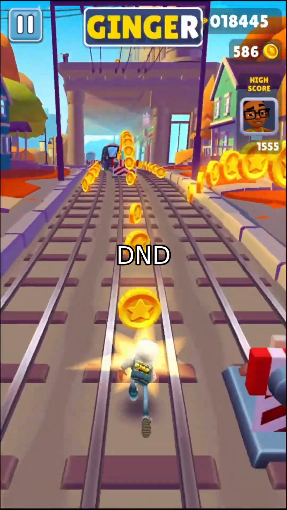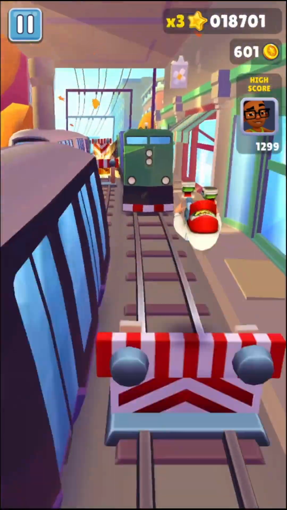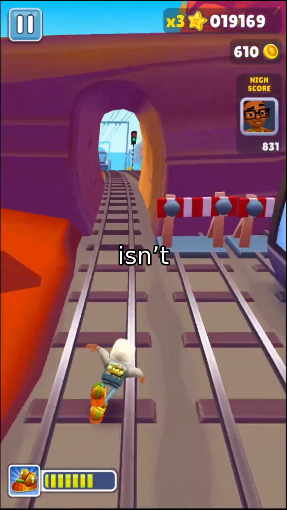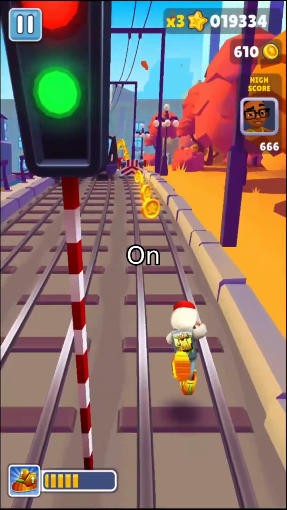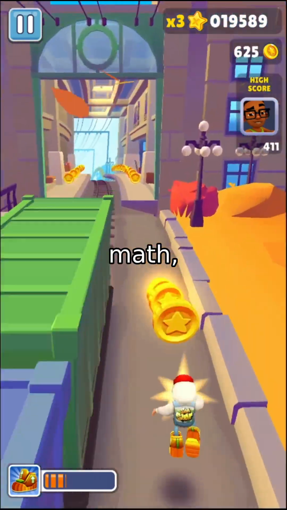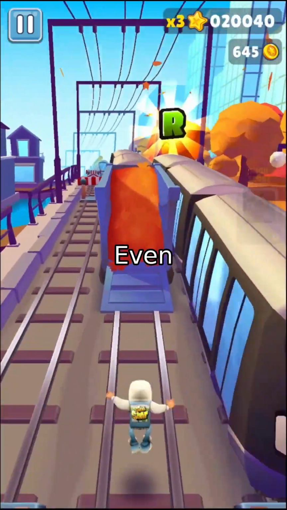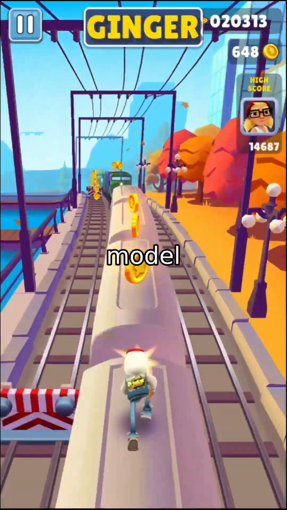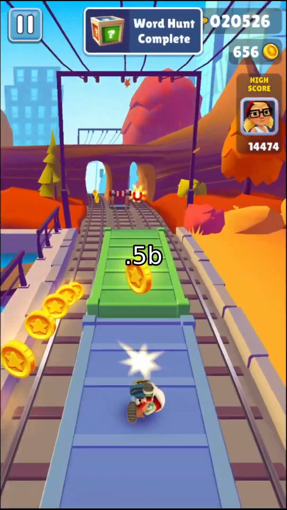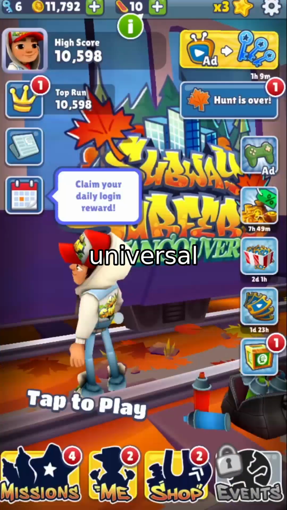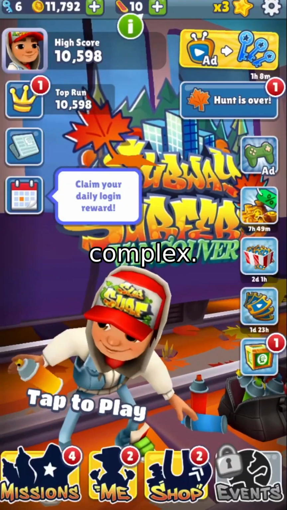The results? DND is blazing fast. Where traditional methods take hours, DND does it in seconds. But speed isn't the only win, it's also smarter. On tasks like common sense reasoning, math, and coding, DND outperforms old methods by up to 30%. Even more impressively, it works across different model sizes, from tiny 0.5B parameter models to massive 7B parameter ones. It's like having a universal key that fits any lock, no matter how complex.